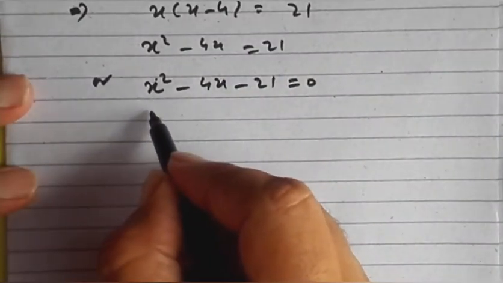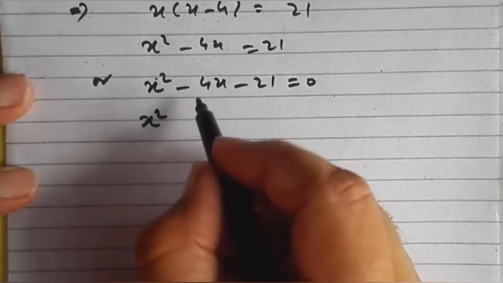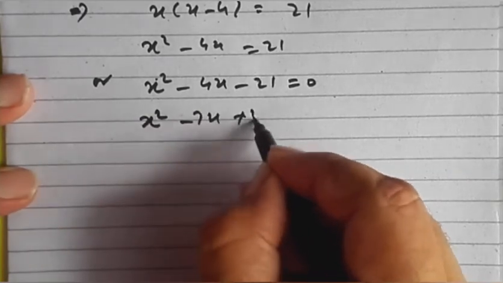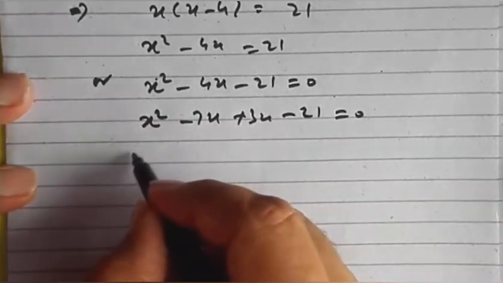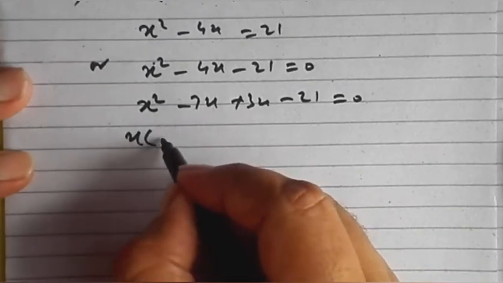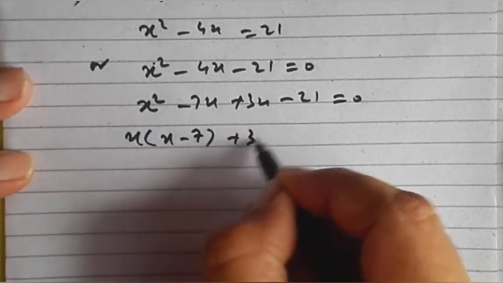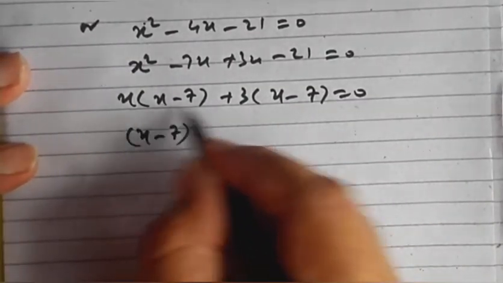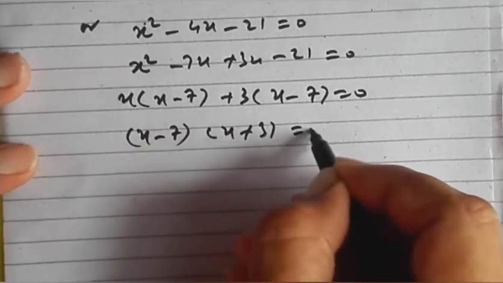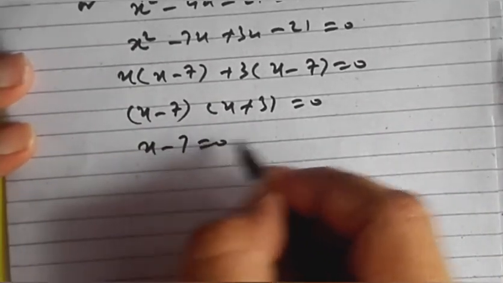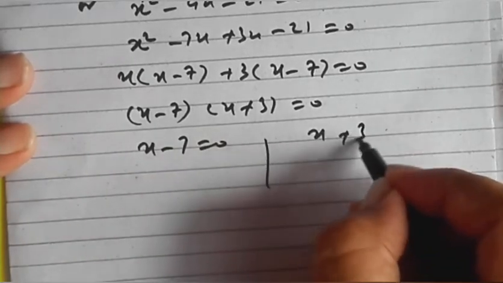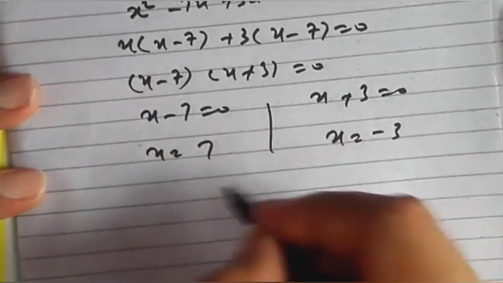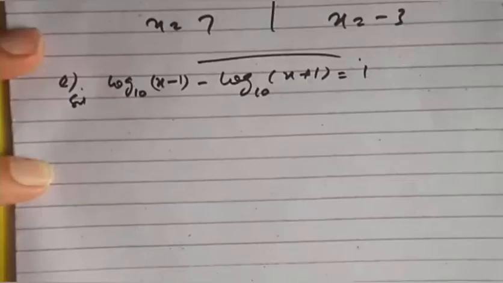Now factorize this. We can write it x square minus 7x plus 3x minus 21 equals to 0. Take x common here, so we get x minus 7, and 3 common here, we get x minus 7 equals to 0. X minus 7 take common, so we get x plus 3 equals to 0. X minus 7 equals to 0, or x plus 3 equals to 0. So here we get x equals to 7, x equals to minus 3 is the answer.